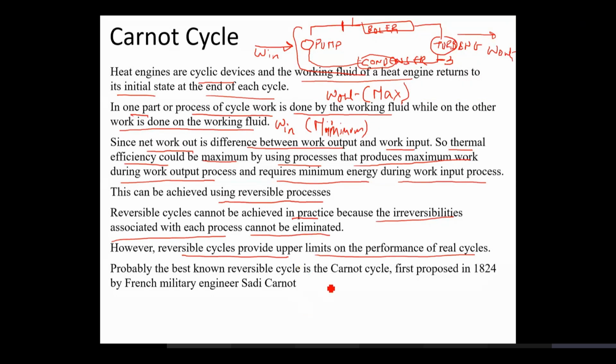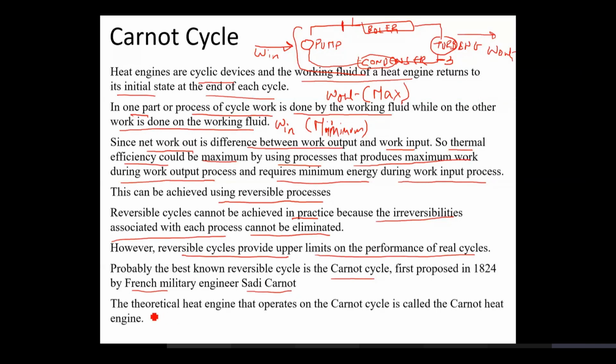In short, the possibly best known reversible cycle is the Carnot cycle, which was developed in the early 19th century by a French military engineer, Sadi Carnot, and the theoretical heat engine that operates on the Carnot cycle is called the Carnot engine. We'll see what a Carnot engine is and how we can replicate it. We'll try to understand how we can rebuild the Carnot cycle.